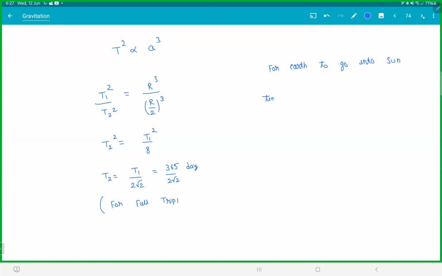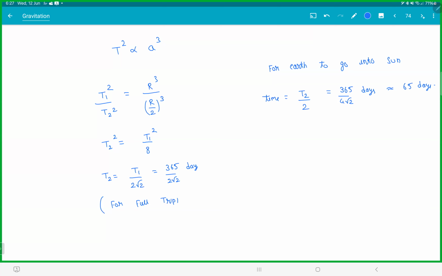The time taken would be T2 by 2. So this would be 365 by 4 root 2 days. If you calculate this approximately, you can round off to 65 days. Or it is 65.52349378, something like that, like someone typed here. So 65 days. That means you have barely 2 months left.